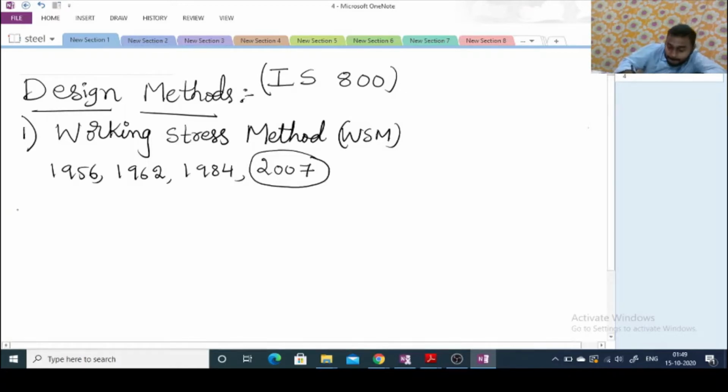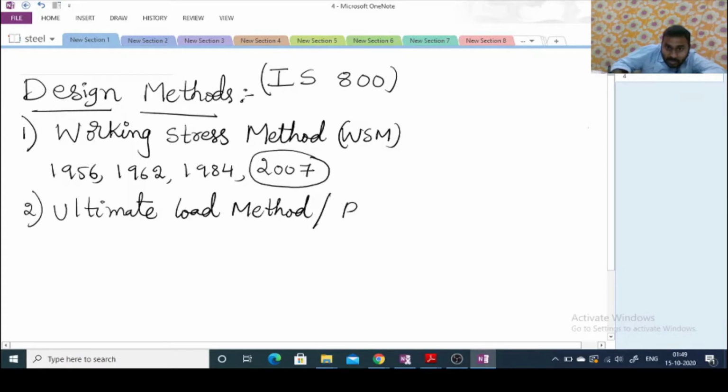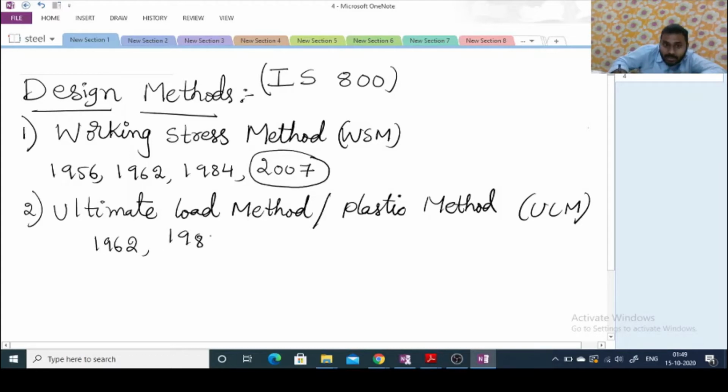Now the second, ultimate load method or plastic method. We represent it as the ultimate load method, ULM. Is that clear? Now this method was mentioned in the 1962 version of this code, that is in the first revision, and in the second revision, that's it. But in the third revision, that means in the recent edition, this particular method was not mentioned.